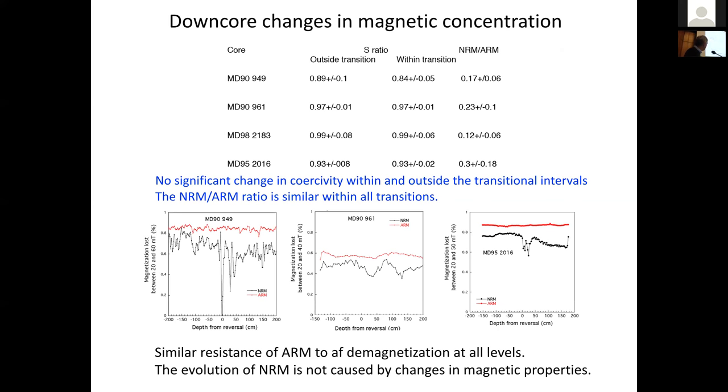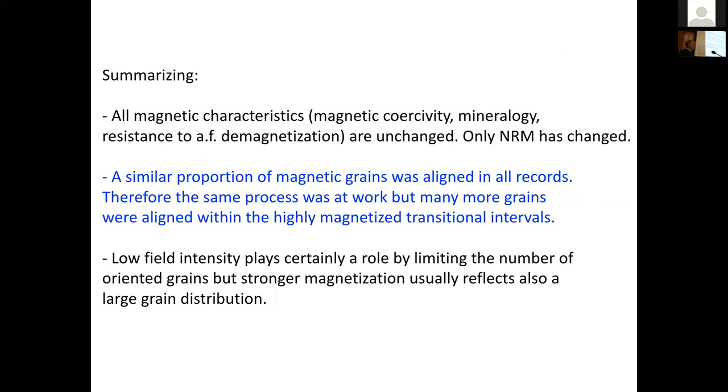So we don't have any evidence for a large magnetic change in terms of grain sizes or in terms of magnetic mineralogy. If we summarize, all magnetic characteristics are unchanged, only the NRM intensity has changed. A similar proportion of magnetic grains was aligned in all records, and therefore the same process has been at work, but we have many more grains that were aligned within the highly magnetized transitional intervals.